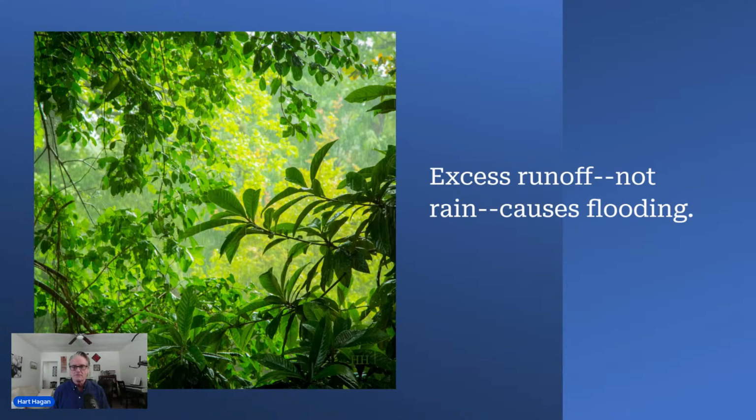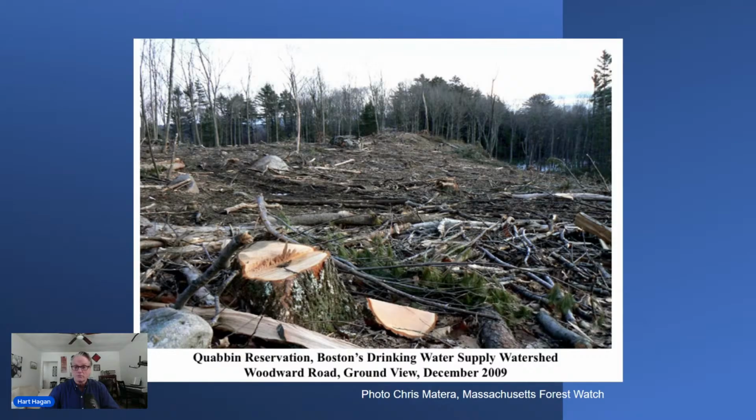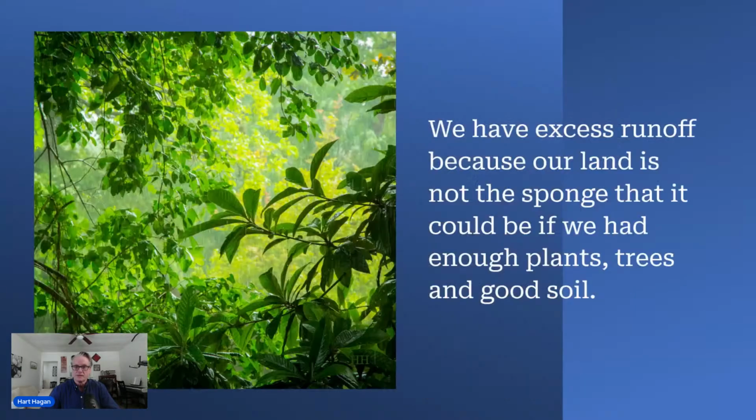When you have excess runoff, it causes flooding. We're talking about all the ways in which forests drive our water cycles. Flooding is not caused by rain. It's caused by excess runoff. Runoff is more of a human-made, or human-caused condition. And you're going to have more runoff if you have a clear cut like this. We have excess runoff because our land is not the sponge that it could be if we had enough plants and trees. So what I'm trying to do is heighten our appreciation of what is lost if we lose the trees and the forest. We lose flood control.